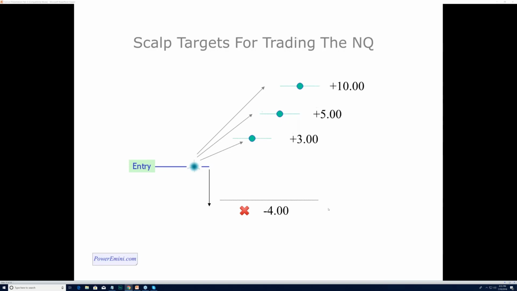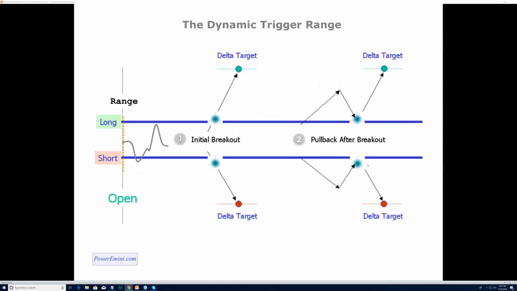We can get away with very tight stops, 1.5 to 2 points. The NQ, for example, we go out, 3 points is our delta target. That's an easy win. And then 5 points and 10 points are more substantial types of moves. On the NQ, we would use a 4 point stop. Now, these are just a couple basic configurations just to give you an idea of what some of your targets could be. In our online help, we've got all kinds of different configurations that you can play.